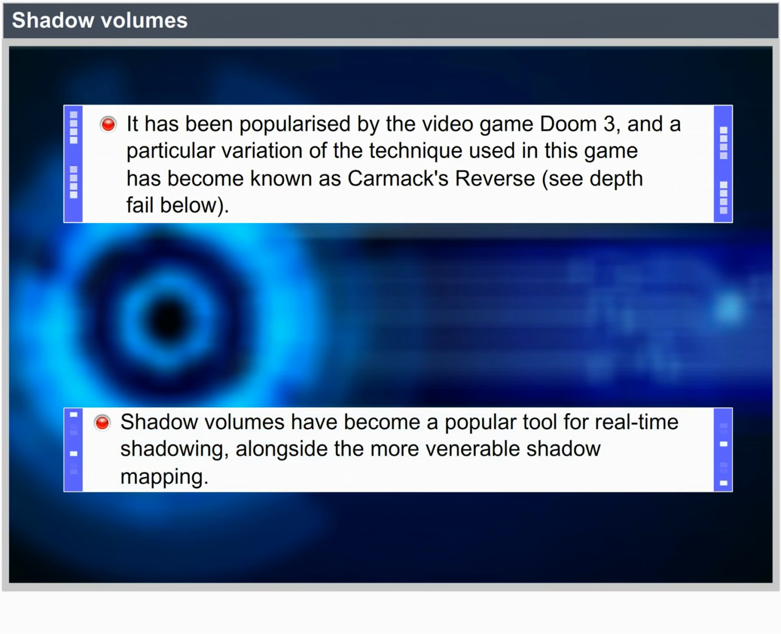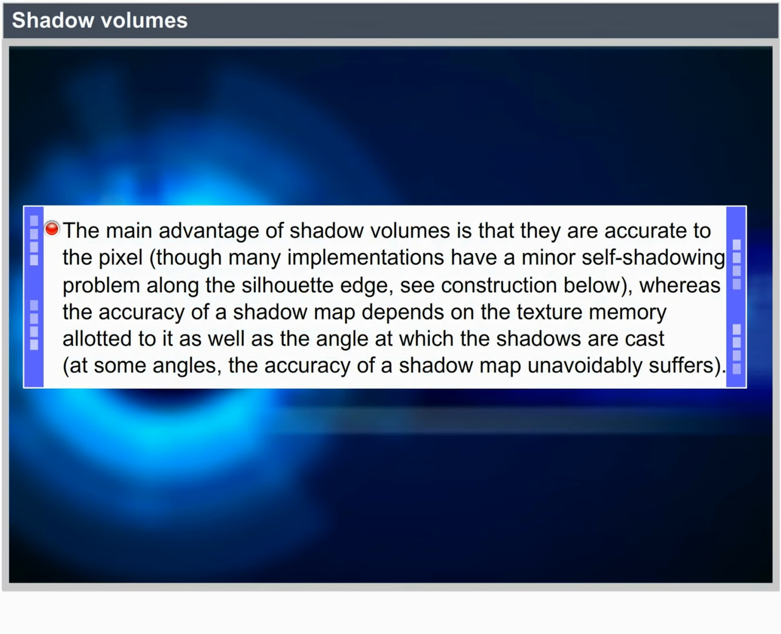The main advantage of shadow volumes is that they are accurate to the pixel, though many implementations have a minor self-shadowing problem along the silhouette edge, see construction below, whereas the accuracy of a shadow map depends on the texture memory allotted to it as well as the angle at which the shadows are cast. At some angles, the accuracy of a shadow map unavoidably suffers.